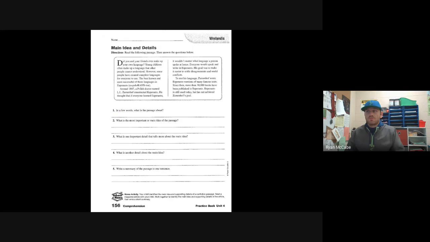Now, obviously they give you one line here, so you can't write a paragraph. So in one sentence, try and tell me what it's about. Now on this one right here, it says, what is the most important or main idea of the passage? That's going to be maybe a sentence or two now because they give you two lines. I would appreciate it if you use all the lines given to you. What is one important detail that tells more about the main idea?